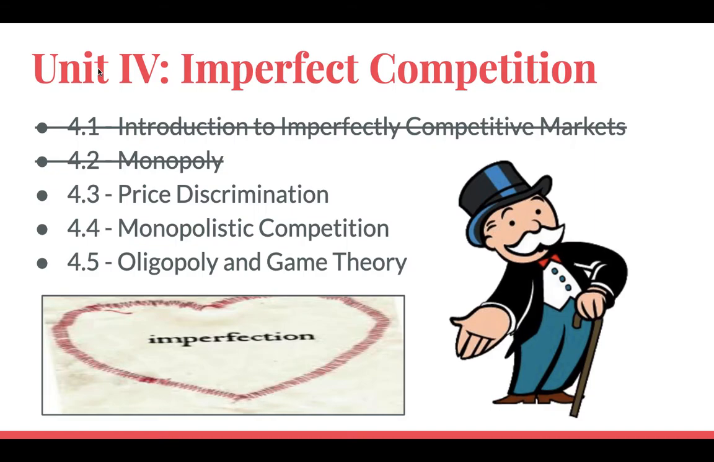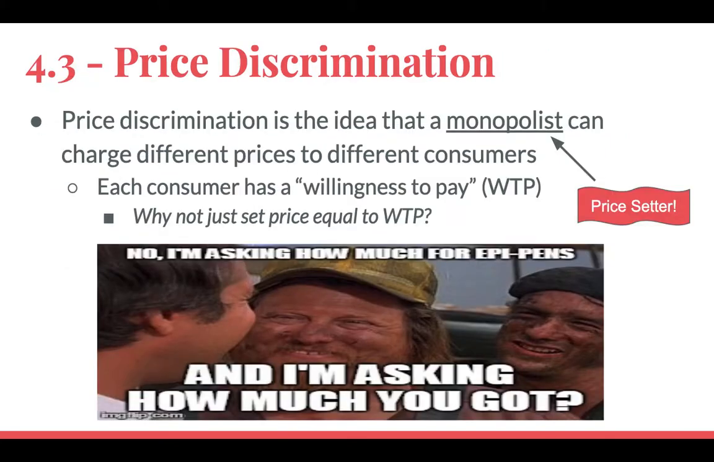I'm going to try to keep this rather brief, but I would like to go through one new section of Unit 4, Imperfect Competition, and that section is called Price Discrimination. Now, I'm not actually going to get into either of our final two market structures. We'll do that in sections 4.4 and 4.5. Price discrimination refers to a behavior that we sometimes see from monopolies. So let's dive into it.